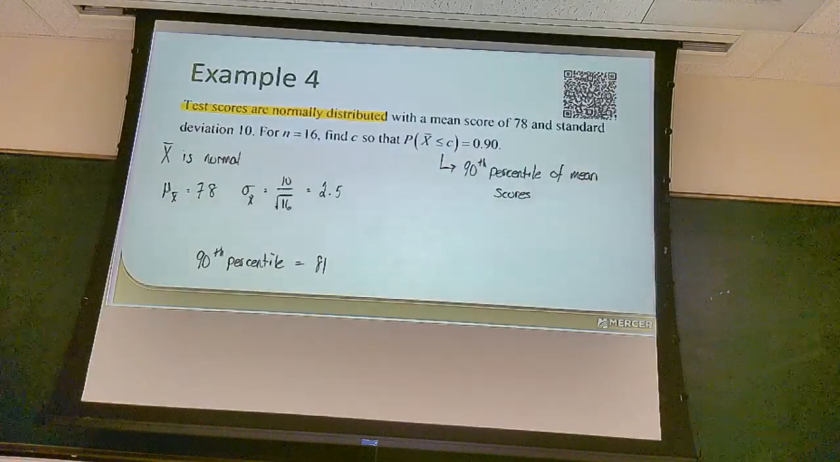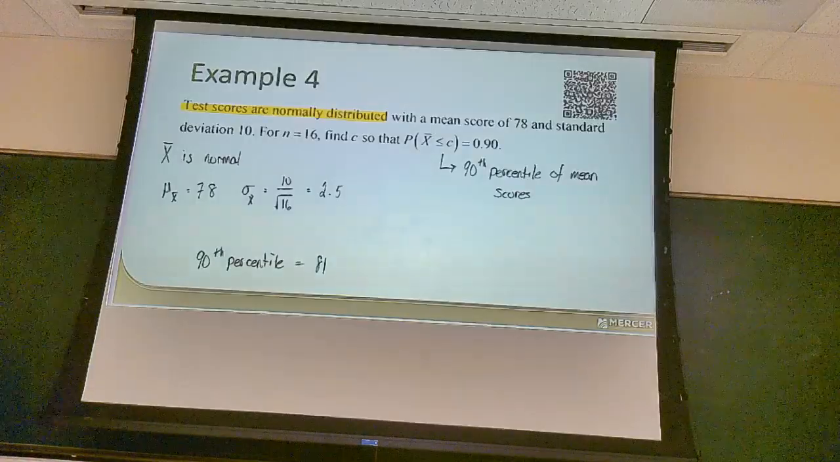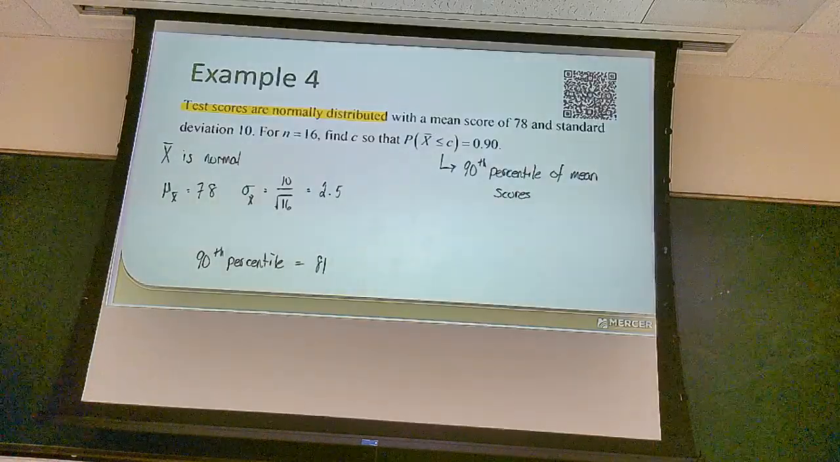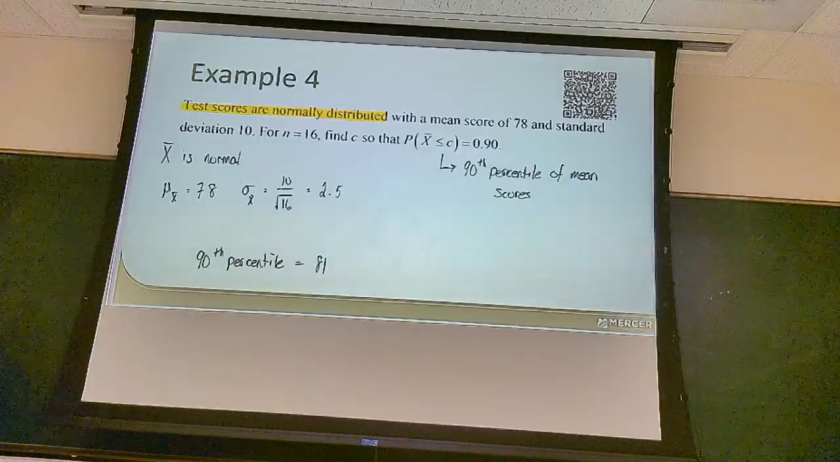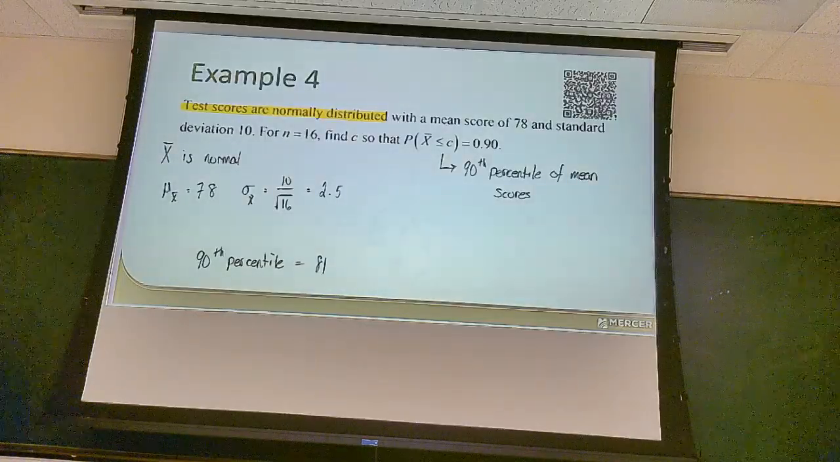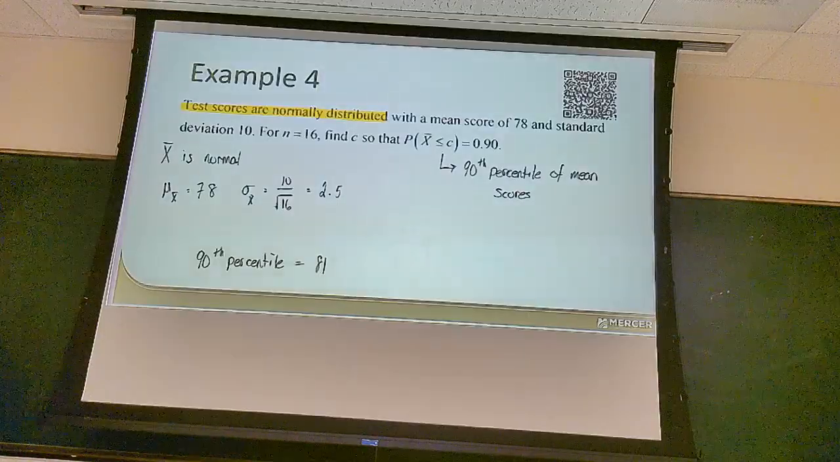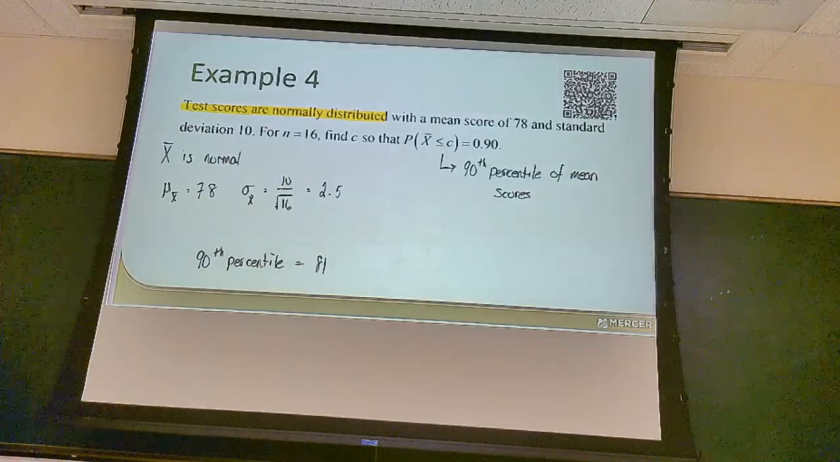All right, what does that mean? 90% of the averages are below 81. Because remember, what we're doing is we're taking all the test scores, we're finding all samples of size 16 and calculating the means of all those samples. That's our distribution. I think that's what your project's asking you to do, both for means and proportions.